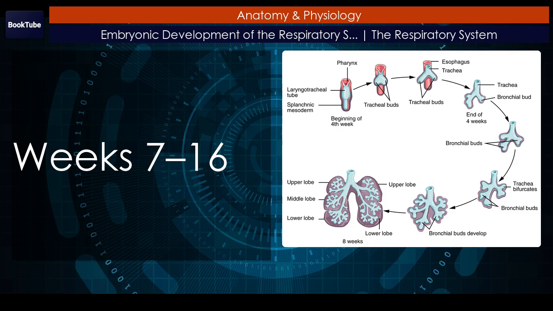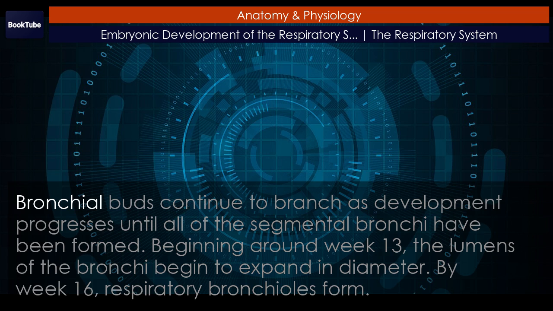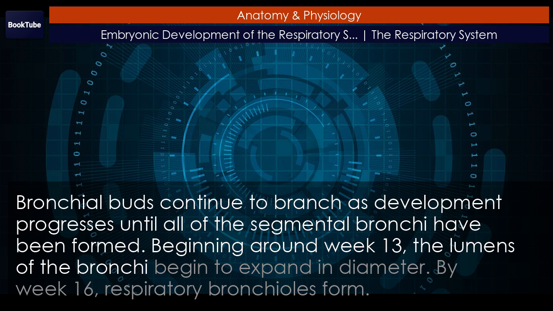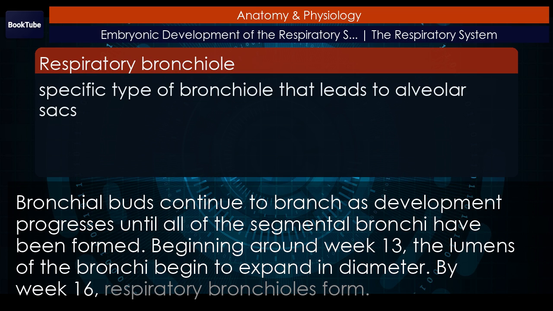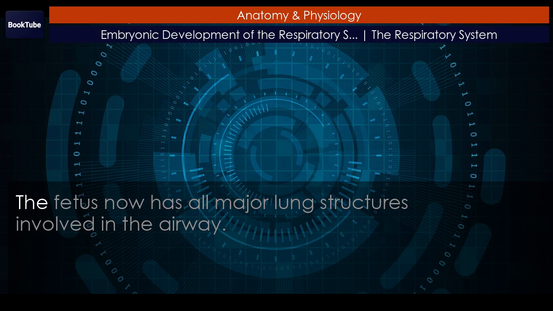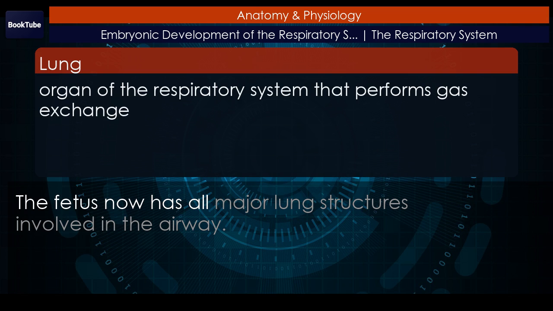Figure 1. Weeks 7 to 16. Bronchial buds continue to branch as development progresses until all of the segmental bronchi have been formed. Beginning around week 13, the lumens of the bronchi begin to expand in diameter. By week 16, respiratory bronchioles form. The fetus now has all major lung structures involved in the airway.